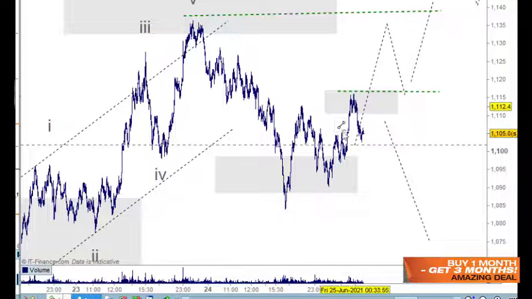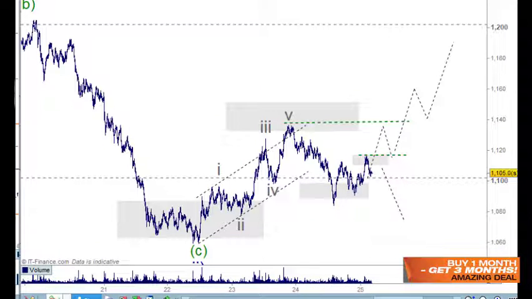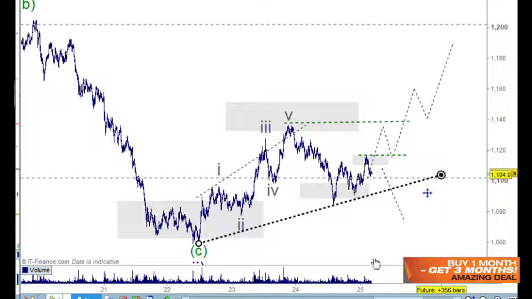Based on this, I don't have a nice clean 5 waves up here. I just have these 3 waves here. So we're getting close to it. We'll probably be able to figure this out next session. It probably should reveal itself at that point.